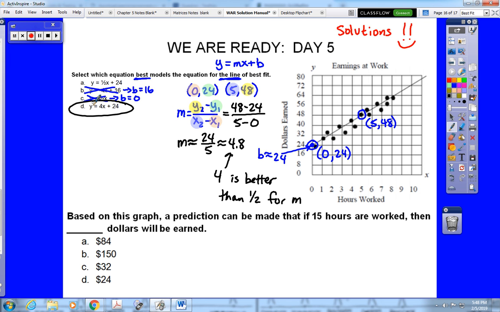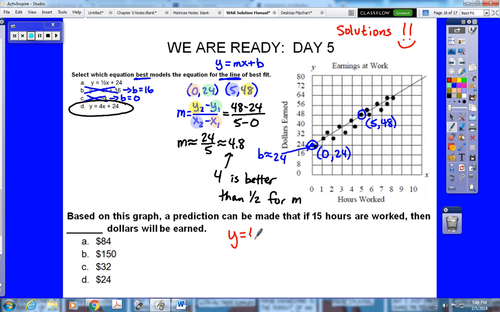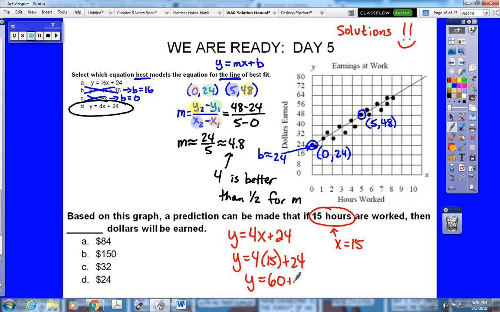Then it says, based on this graph, a prediction can be made that if 15 hours are worked, then blank dollars will be earned. Well, if we go to the graph and we look for 15 hours, it's not on the graph. Well, that's not a problem because we just said an approximate line of fit would be y equals 4x plus 24. And 15 hours, that is an x value. So it's wanting you to take that x value and plug it in for x and figure out what y would equal. So that would be 60 plus 24, or $84 would be the prediction that they want you to make.